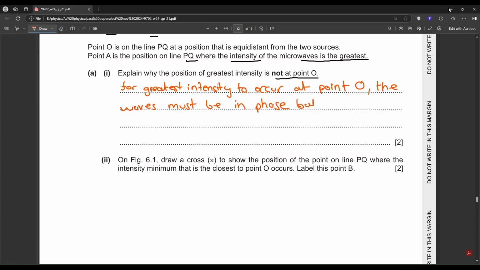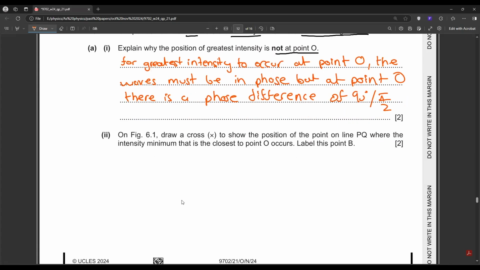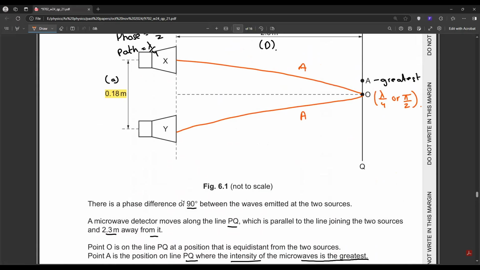But at point O, there is a phase difference of 90 degrees, or you can say pi over 2, or a path difference of lambda over 4. On figure 6.1, draw a cross to show the position of the point on line PQ where the intensity minimum closest to point O occurs. Label this point B. Perfect. So we have to draw an intensity minimum.